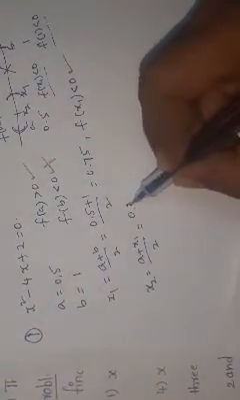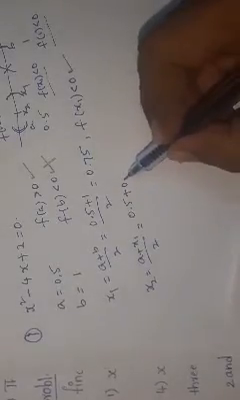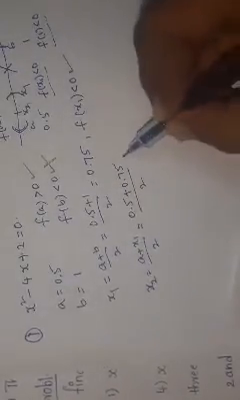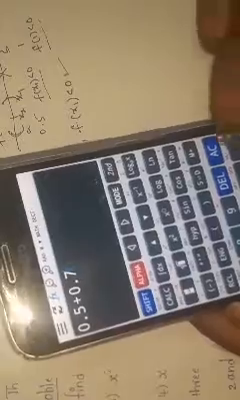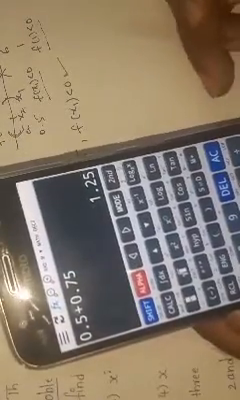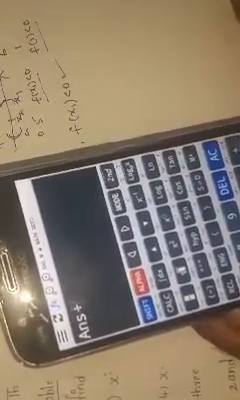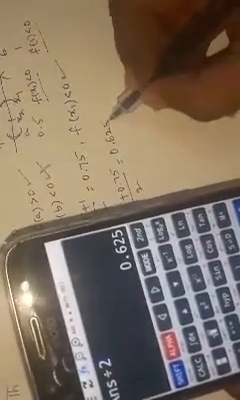Now we have to calculate a plus x1 by 2. What is a? 0.5, plus what is x1? 0.75, by 2. So 0.5 plus 0.75 gives 1.25, divided by 2, which is 0.625.